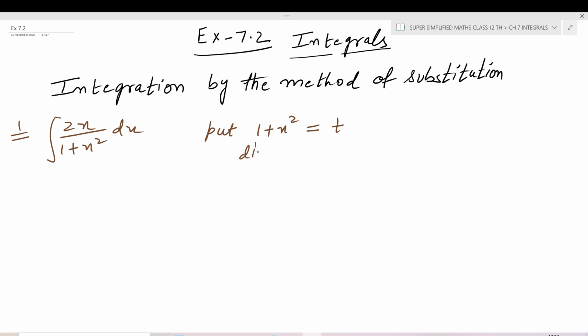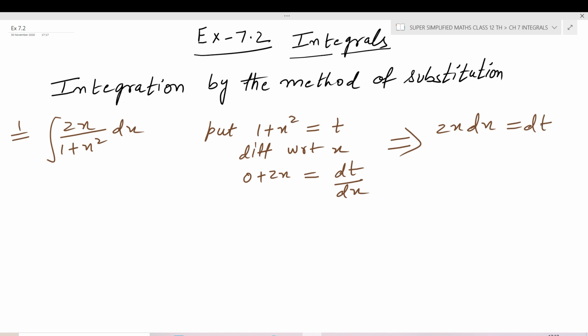And then differentiating both sides with respect to x. So derivative of 1 is 0, derivative of x square is 2x, derivative of t with respect to x is dt by dx, and therefore we can cross multiply and we get 2x dx is equal to dt. So this we are going to use. 1 plus x square, already we have put it to be equal to t.